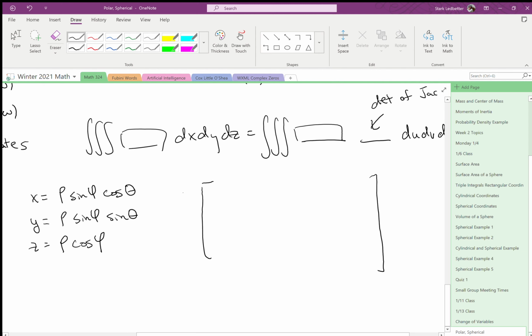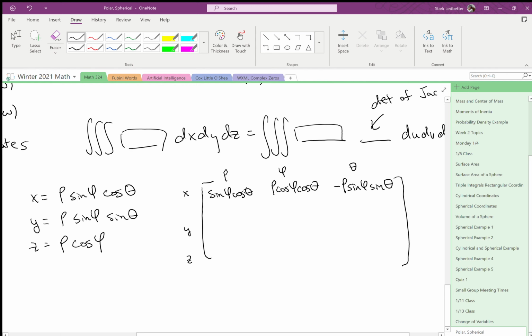So I'm just going to write, you don't have to do this, but I'll write myself a little note. This is x, y, z, and I'm going to calculate partial derivatives with respect to rho, phi, and theta. Okay, so my partial derivative of x with respect to rho is sine phi cosine theta. With respect to phi is rho cosine phi cosine theta. Everything else is a constant. And then with respect to theta, I'm going to leave myself a little bit more room. Negative rho sine phi sine theta. Derivative of cosine is negative sine.